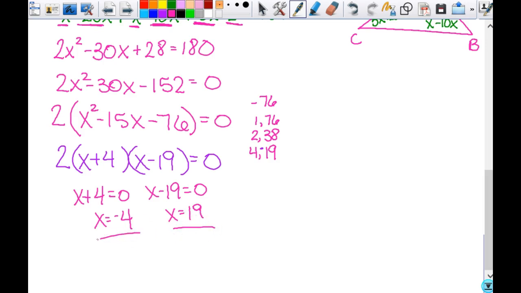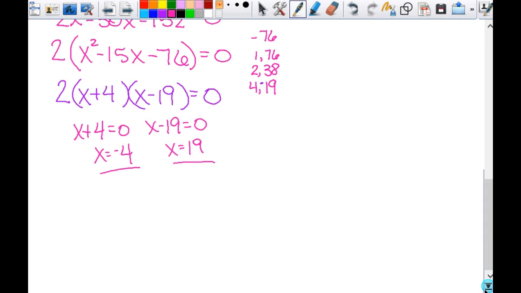Are both answers always going to work? No. Could they both work? Yes, and you could have 2 different sets of answers. That will happen sometimes. Most of the time, if you're going to throw one away, which one do you usually throw away? The negative. Okay, so let's go ahead and try the 19. Let me just show you this.